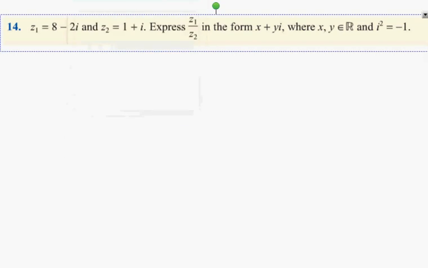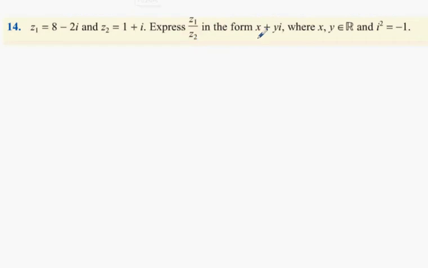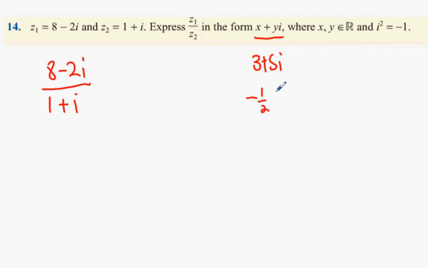Now, what we have, guys, is z1 and z2. Express z1 over z2 in the following form. Now, what that means is put z1 in as 8 minus 2i, and then divide it by z2. All this language here means the answer has to look something like this: 3 plus 5i, or it has to look like minus a half plus 3 over 2i. It has to look something like this.